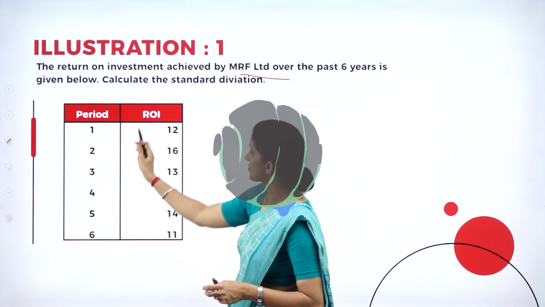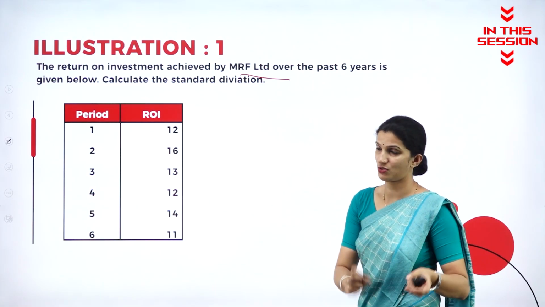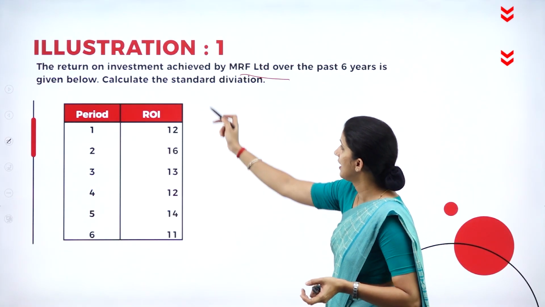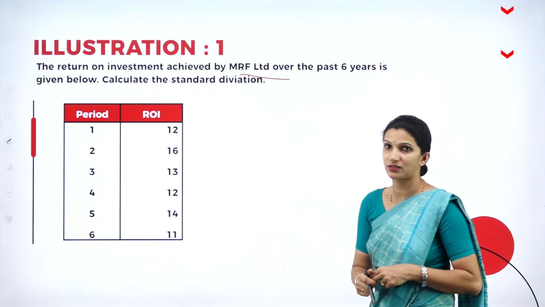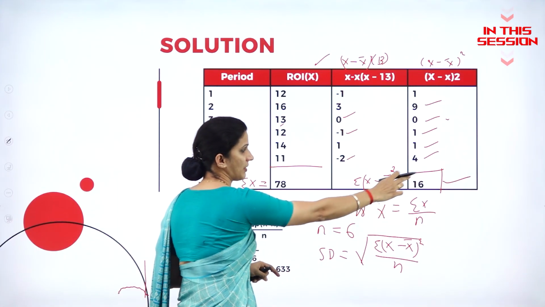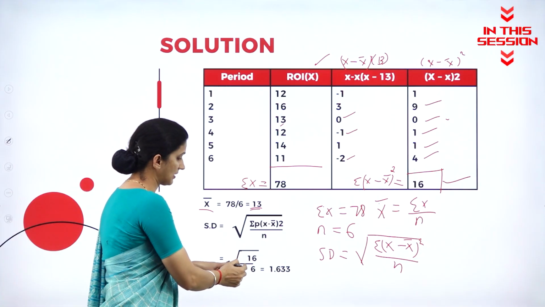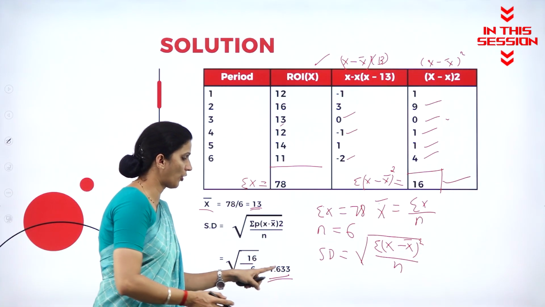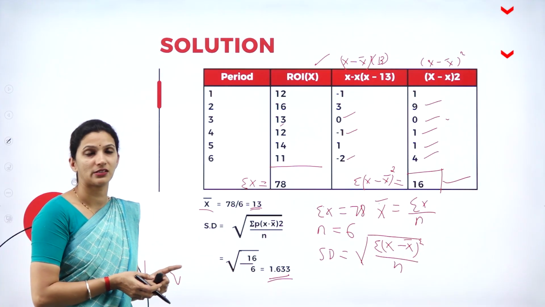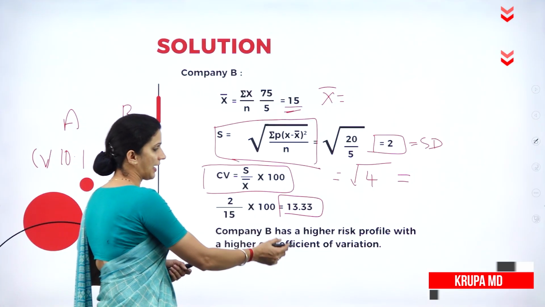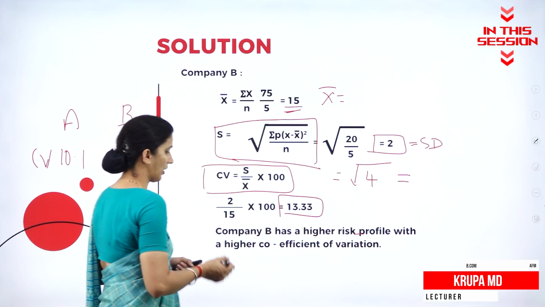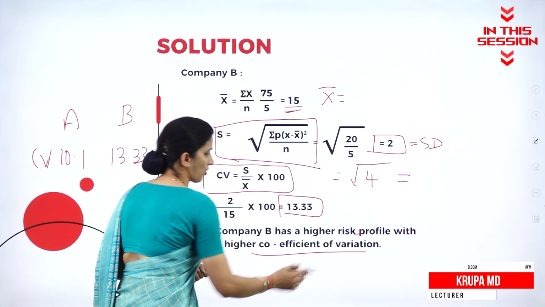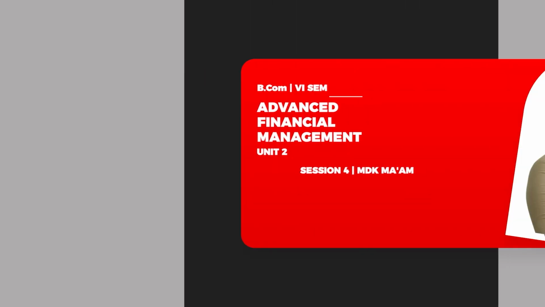For the 6 years, what is the return on investment? So that is ROI, it is given. We need to calculate the standard deviation. So your x minus x bar, it is 16, divided by n, which is 6. So it's equal to 1.633. That is the standard deviation. Company B has a higher risk profile with a higher coefficient of variation.